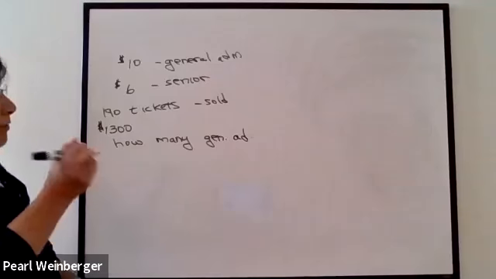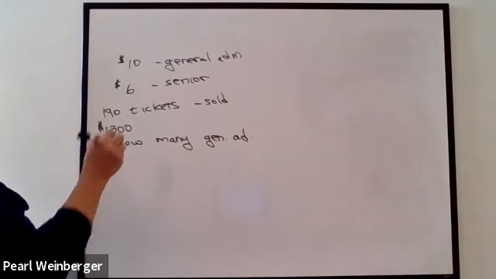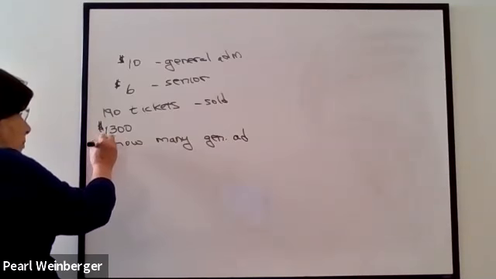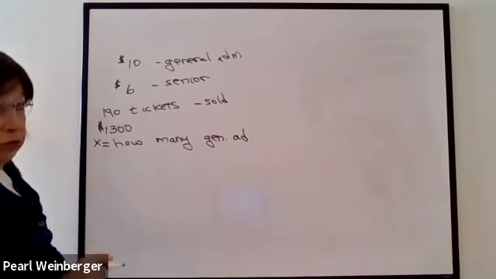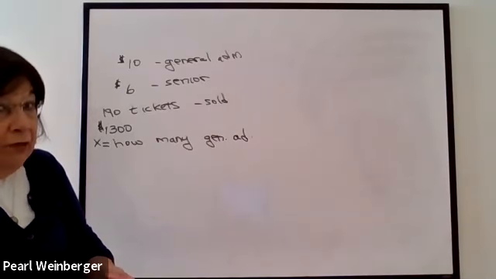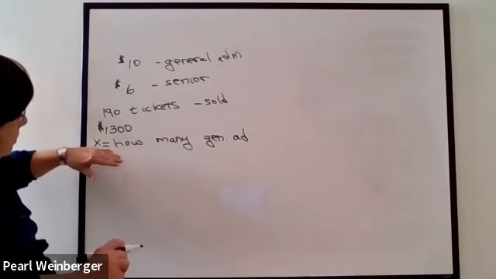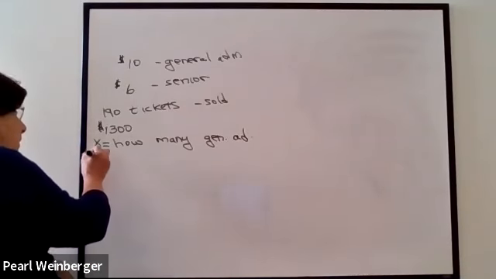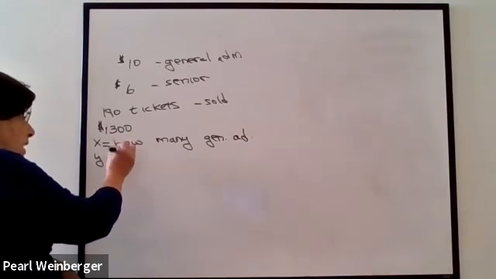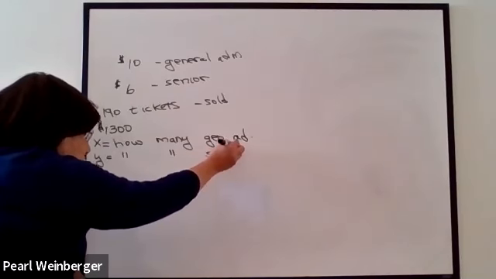So again, we have to assign a variable. So I'm going to assign, let's call X, how many general admission tickets were sold. Again, that's what I was asked to find. How many general admission tickets were sold? So that gives me my first variable. My second variable is the other type of tickets. So let's see how many senior tickets were sold. Let's call that Y.